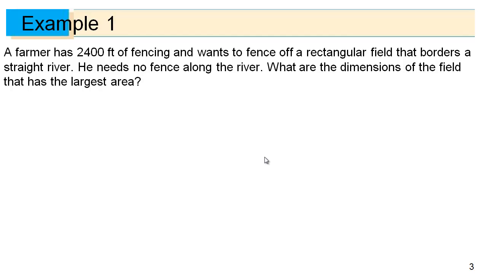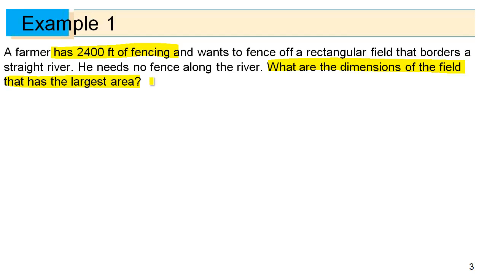So a farmer has 2,400 feet of fencing, wants to fence off a rectangular field that borders a straight river. He needs no fence along the river. What are the dimensions of the field that has the largest area? So we've read it all the way through. We've come up with the idea. Right? We see the general theme. We've got fencing. So we have, right, that's how much fence we have. What are the dimensions of the field that has the largest area? That's what we're looking for.